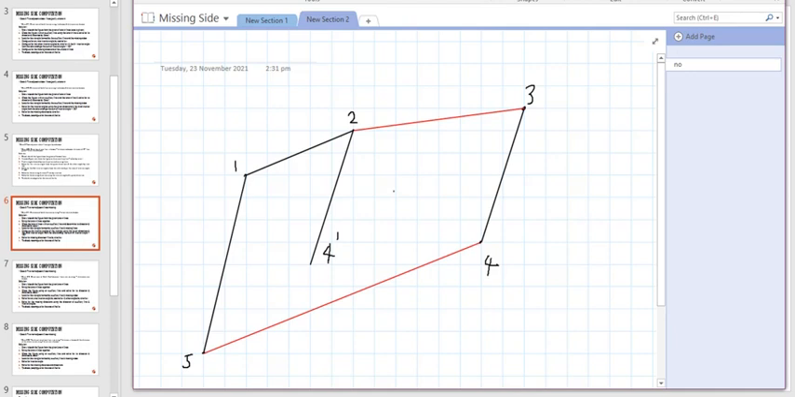Then close the known lines with an auxiliary line. So this would be the auxiliary line para mag-close. And determine its direction and distance by case 1. So compute nyo latitude and departure ani na part para makompute niyo ang iyahang latitude and departure, the bearing, and the distance.